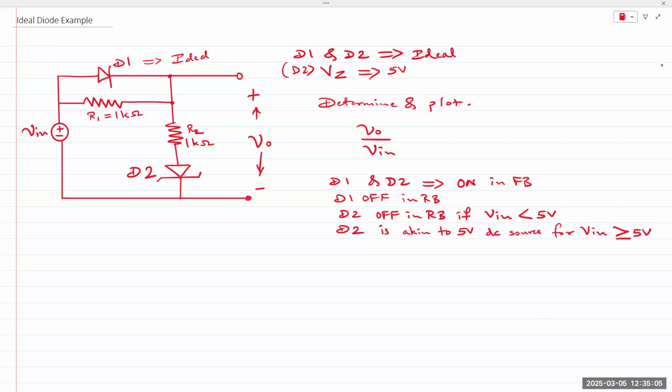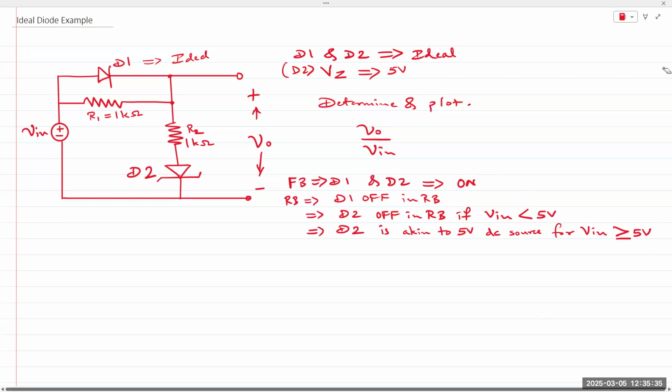No, just 5. Where? The last one. Actually, you know what? Let me do it this way. In forward bias, D1 and D2 are on. And for reverse bias, this way. So you're asking about this? No, that's greater than or equal to 5 volts. Greater than or equal to. Yes.